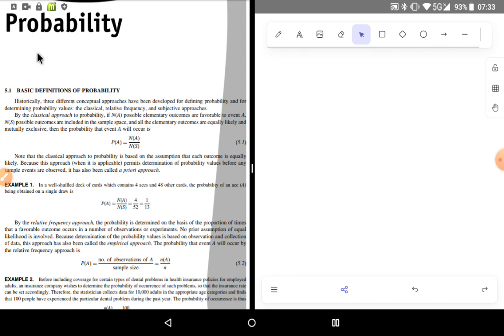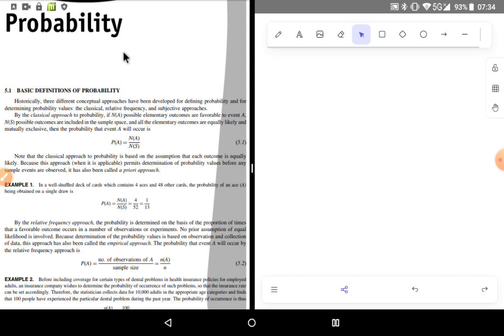The first one here we have the classical approach, we have the relative frequency, and subjective approach. But I may not be going in depth in all of those approaches, but how to understand probability scenarios and how to address them respectively.